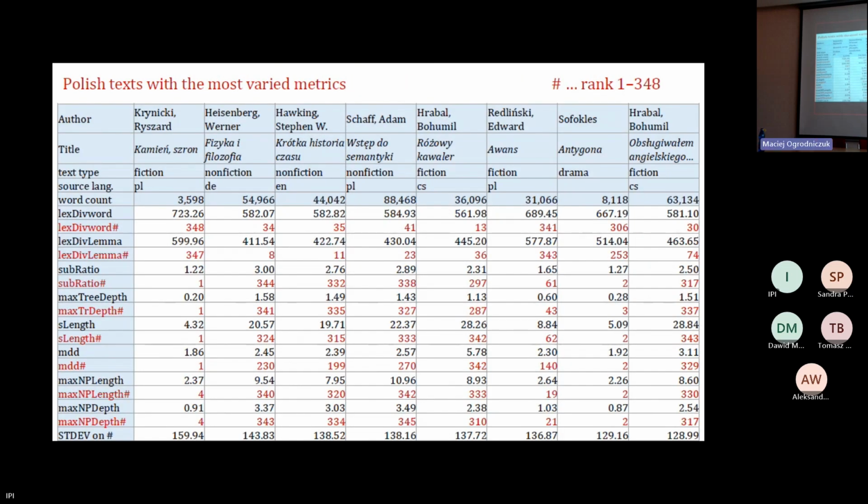Okay, now this is the list of texts which are in a way most extreme. These are the 1, 2, 3, 4, 5, 6, 7, 8 texts. I calculated the standard deviation of the rank across all those measures. So this is ordered in that way.